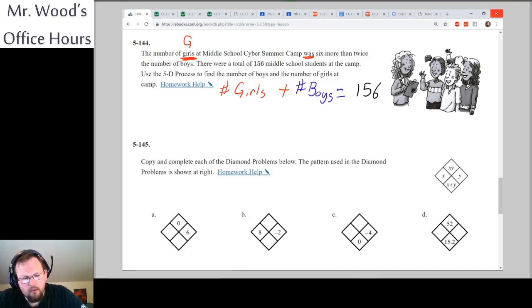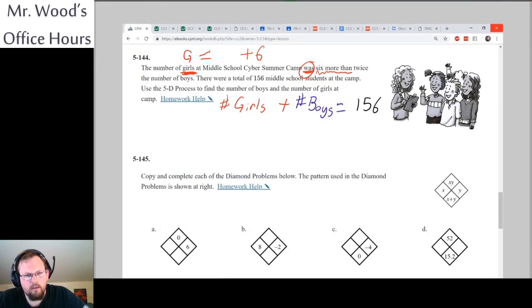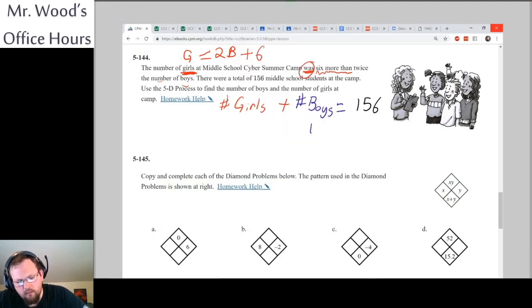It says the number of girls was, which is an equals word. So girls was 6 more than something. So it's going to be something plus 6. Okay. 6 more than twice the number of boys. So I'm going to write this as 2 times the number of boys. So I can come up with an expression for the girls that is 2 times boys plus 6. And my number of boys, I'll just use the letter B for boys.